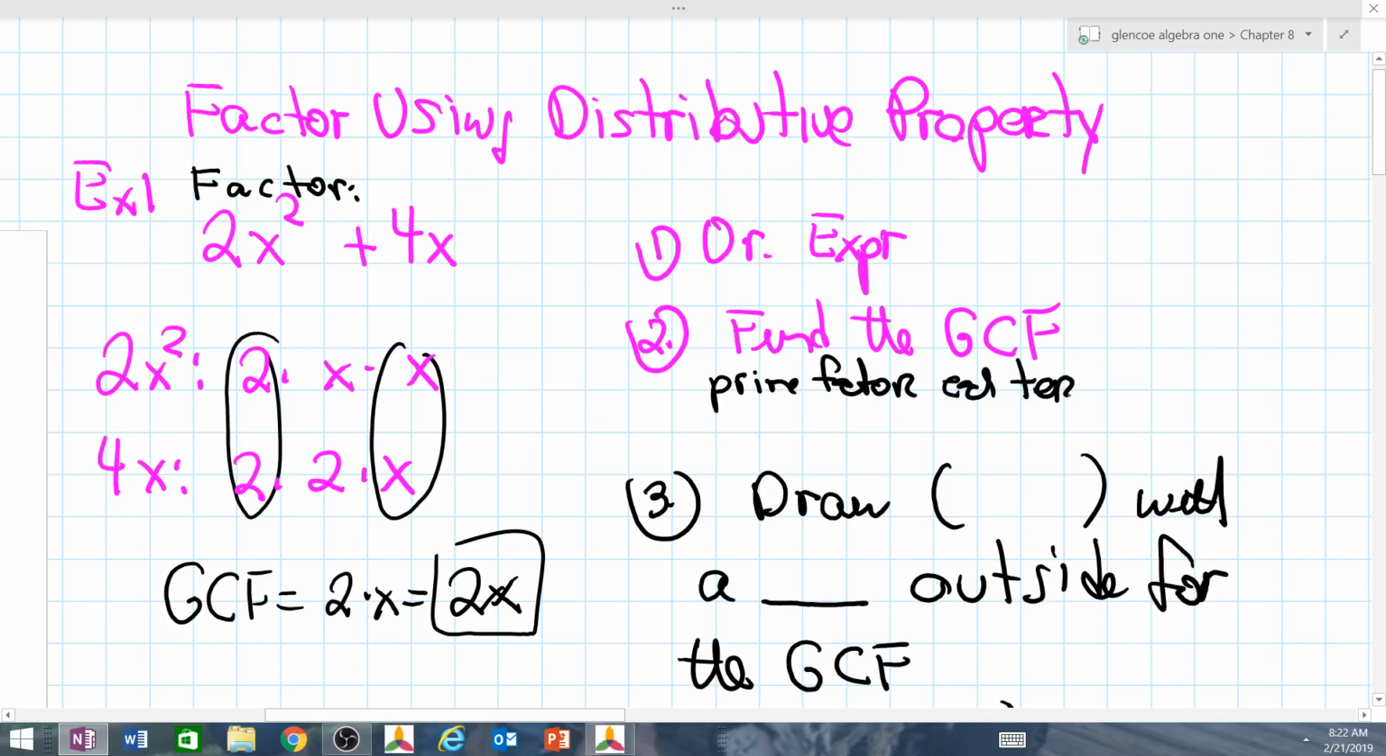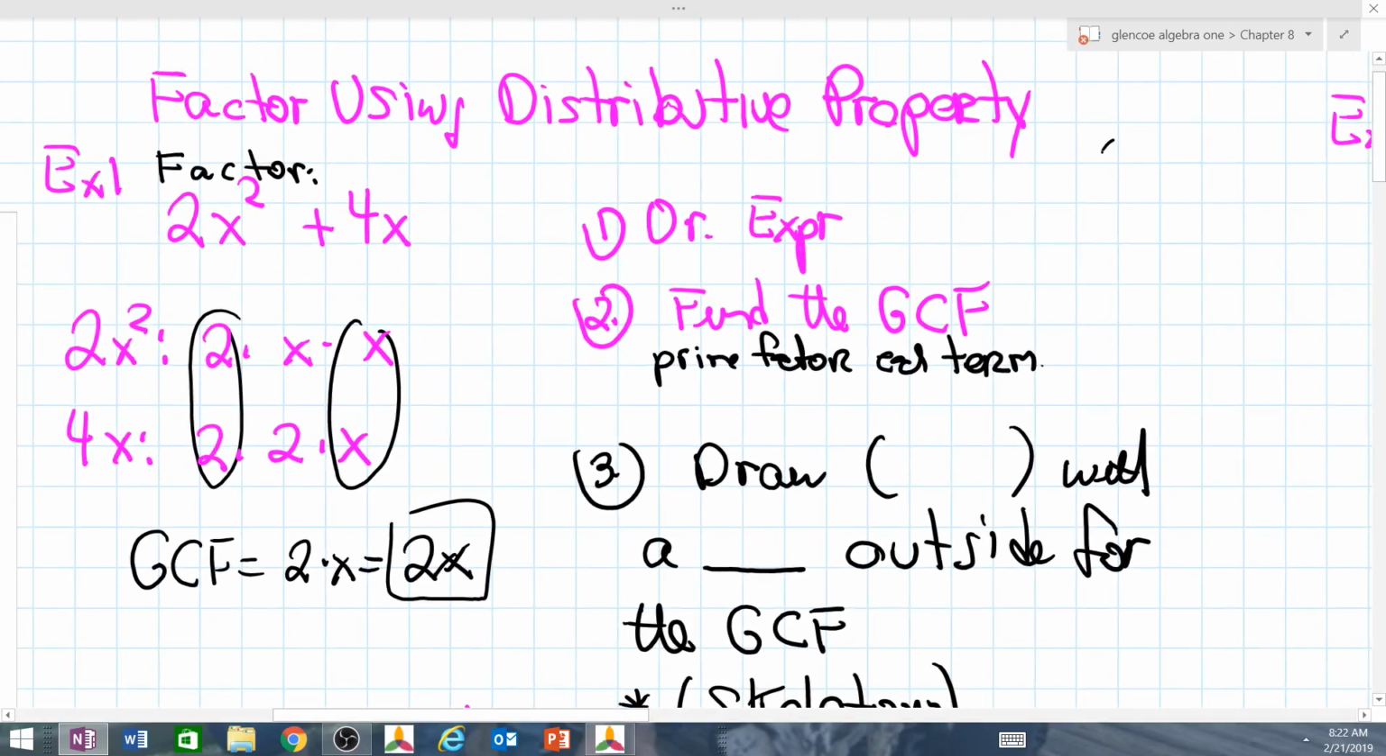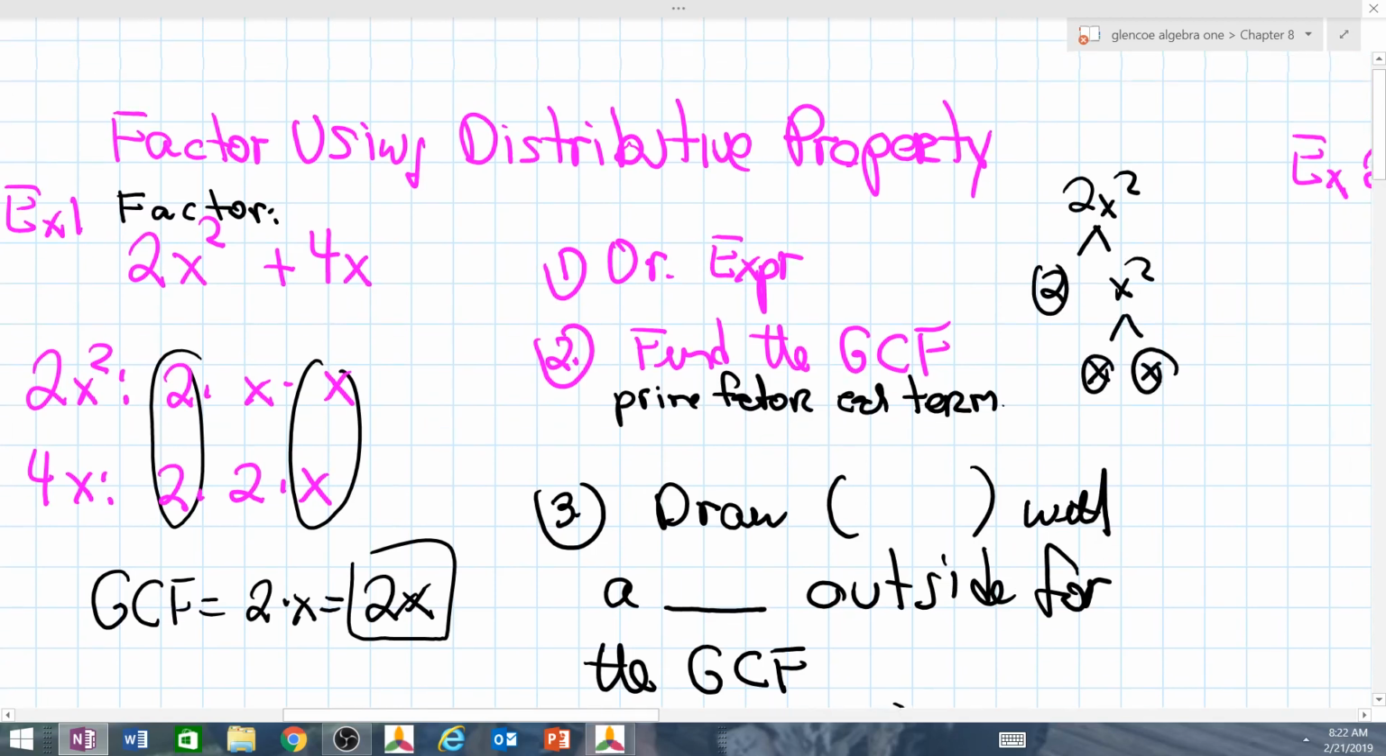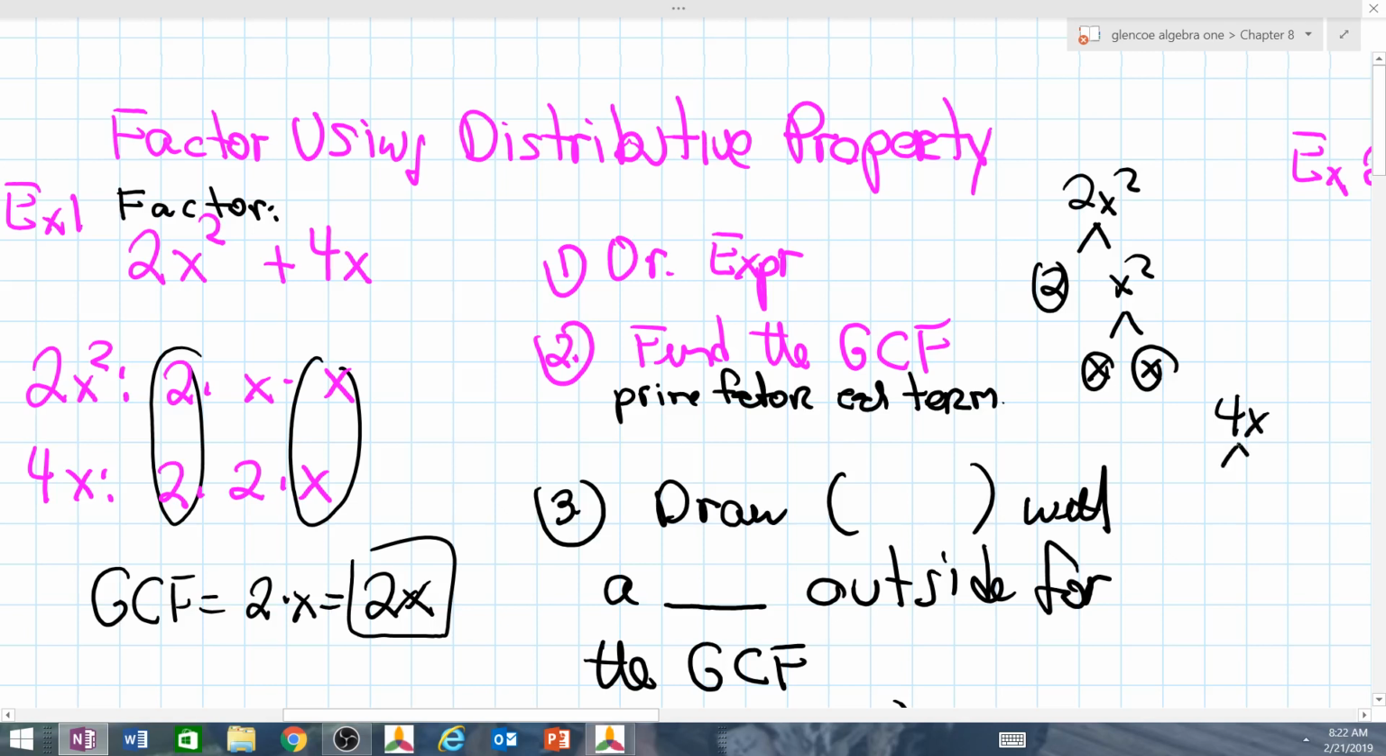each term. So if we were to prime factor 2x squared, it would break down to 2 times x times x. If we were to prime factor 4x, it would break down to 2 times 2 times x. And over here, if you need me to do the factor tree for you, I can. Are y'all with me? Y'all remember the factor tree? Yes? And 4x would factor as x times 4, and 4 breaks down to 2 times 2.